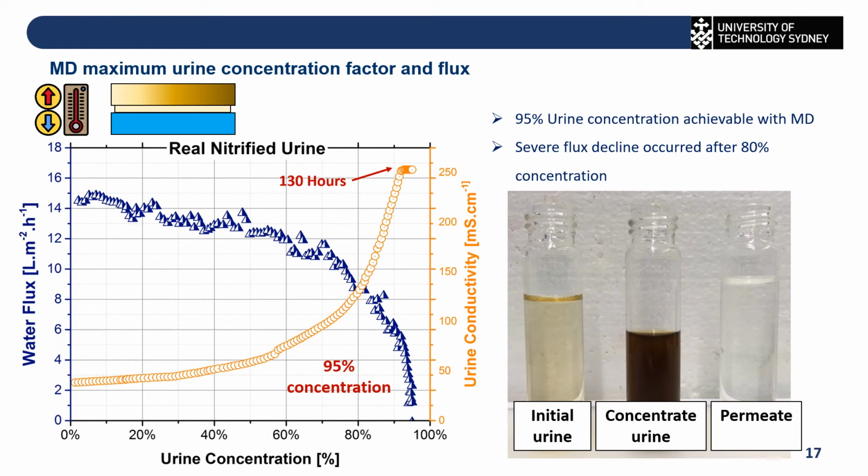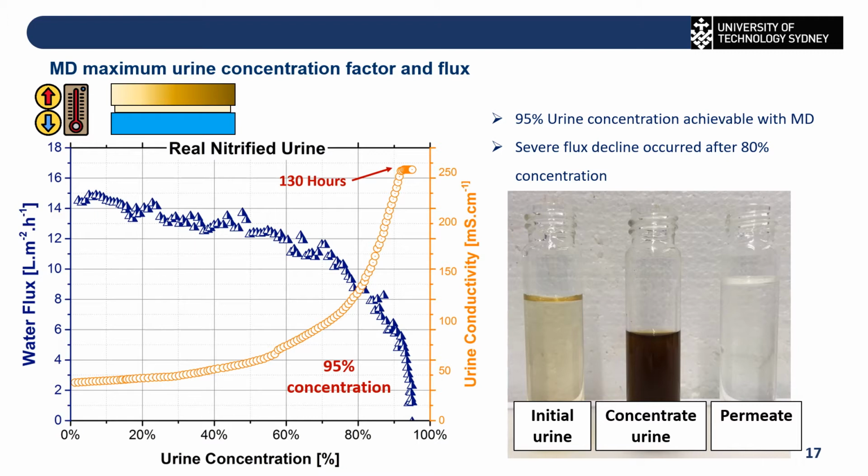Also, we concentrated the urine using membrane distillation, and 95% of urine concentration was achieved with MD, and severe flux decline occurred after 80% of concentration. So you can see the water flux decreased as concentration increased.